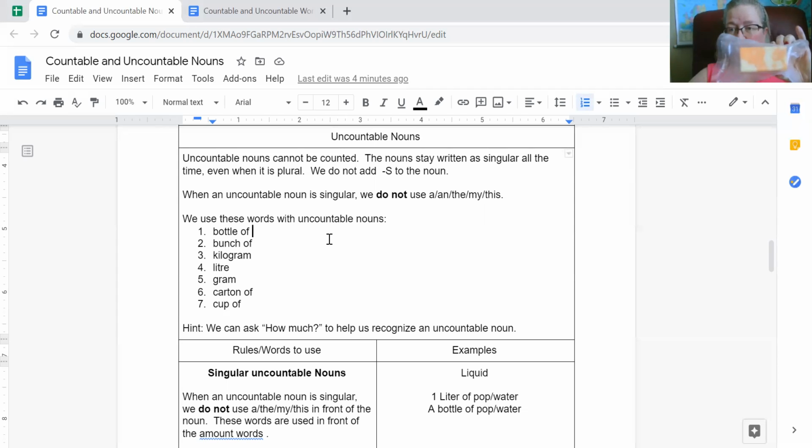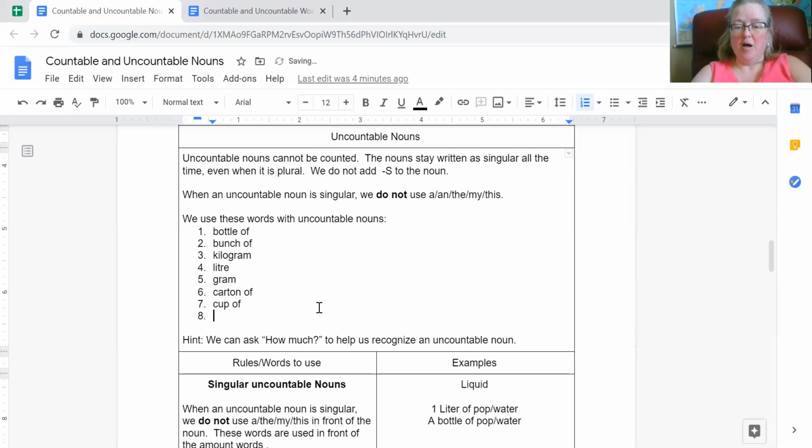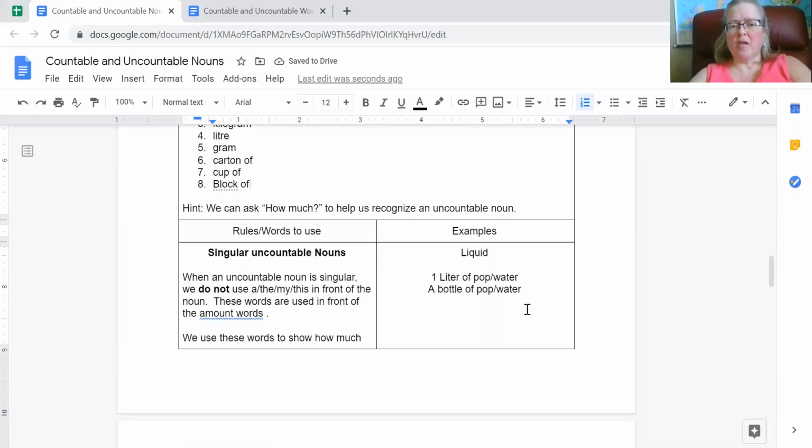Cheese is an uncountable noun. We cannot take the cheese piece by piece and count it. It is not countable. We would ask for a block of cheese. So we can add a block of. So uncountable nouns are the same when they are singular or plural.